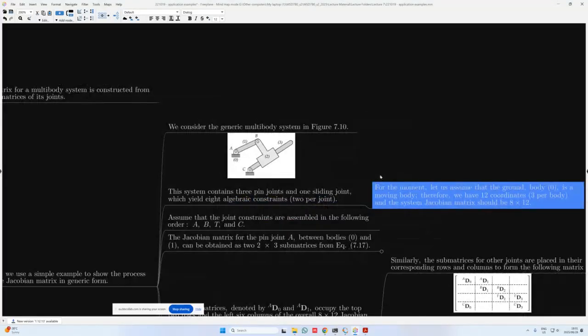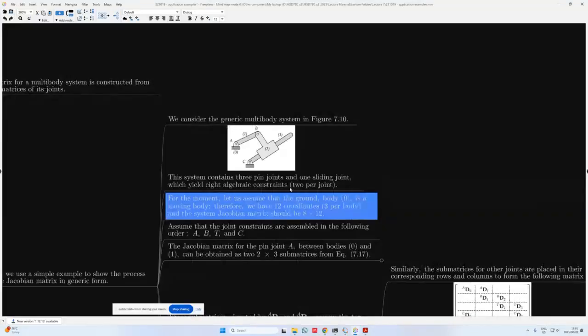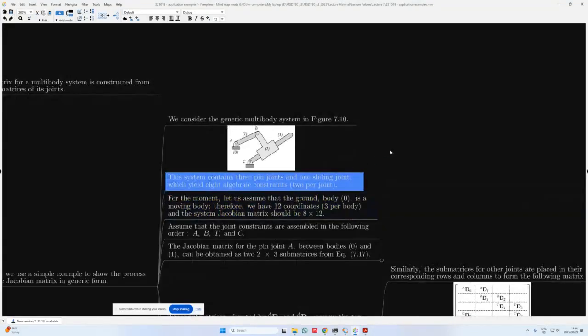For the moment, let me just go back. For the moment, let us assume that the ground, body 0, is also a moving body. Therefore, we have 12 coordinates, so 3 per body, and the system Jacobian should then be an 8 by 12 matrix that we construct. So the number of rows matches the number of algebraic constraints that we have, and the number of columns matches the number of coordinates that I have in the system.